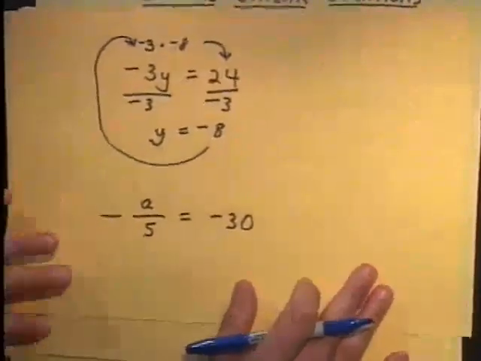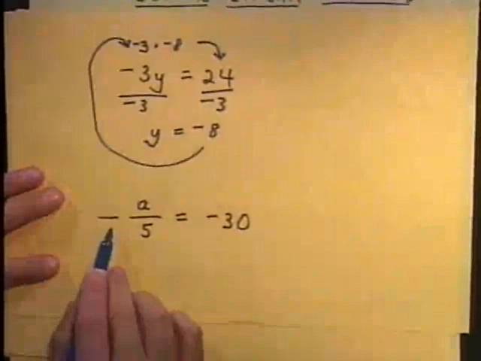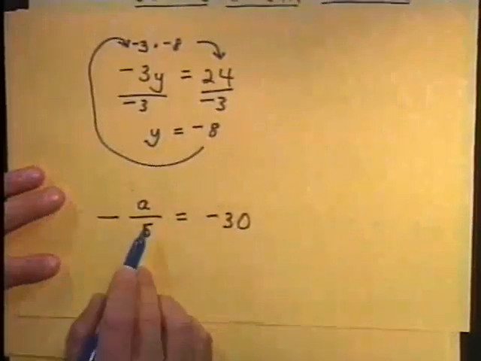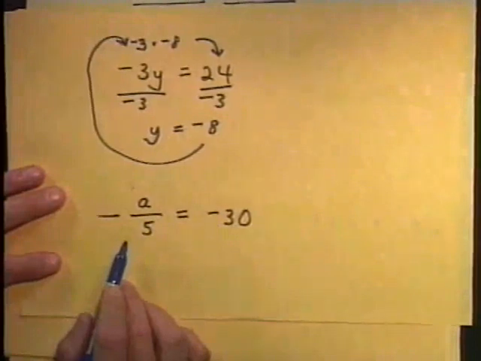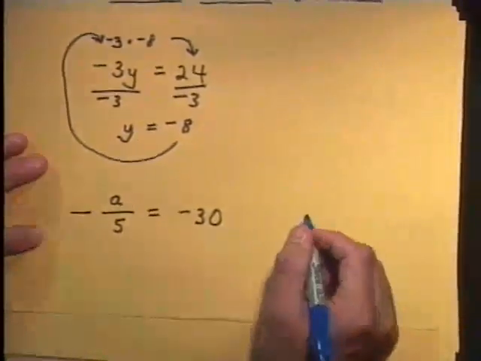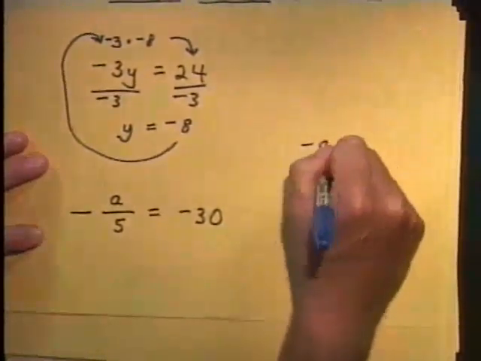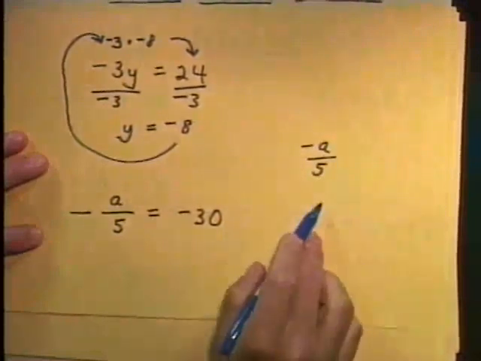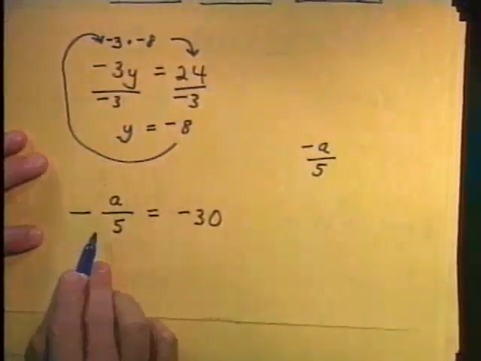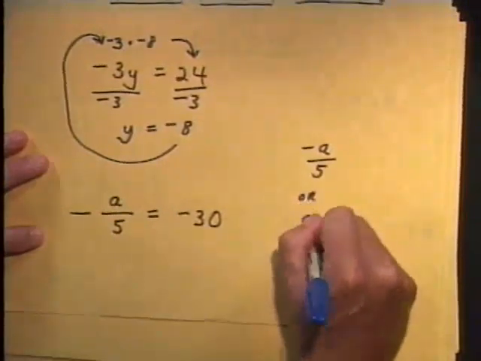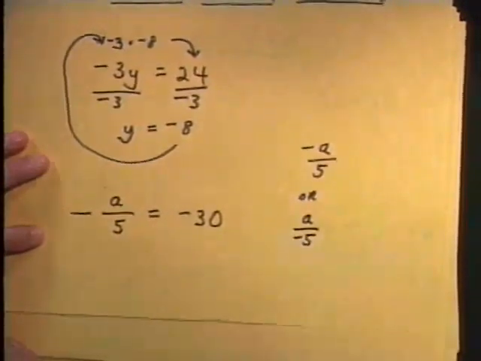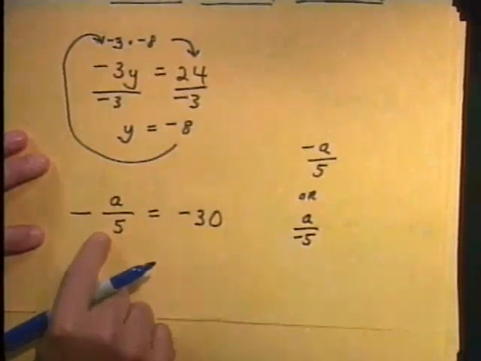Now there's something else I want to make a point on here. This negative bothers students in front here, this negative a over 5. Now did you know there's 3 different ways you can write a negative fraction? You can put the negative on the top with the a. You could put the negative out front like the problem is written, or you can put the negative on the 5.